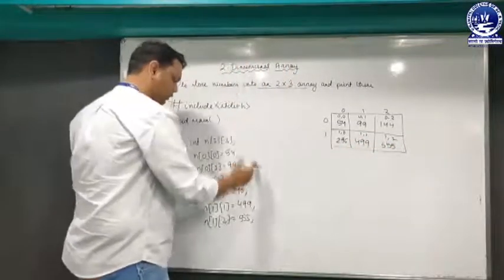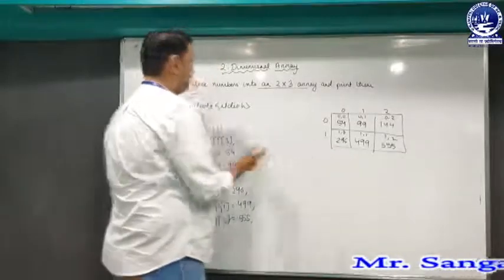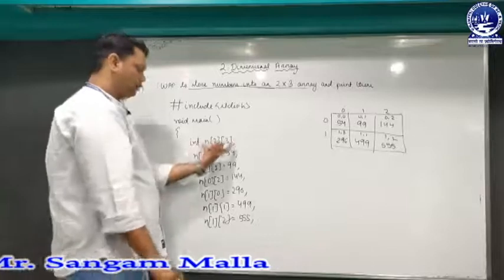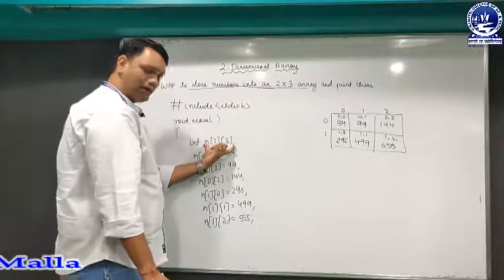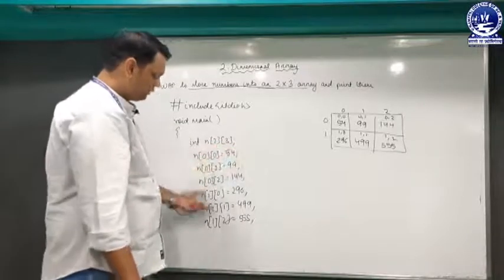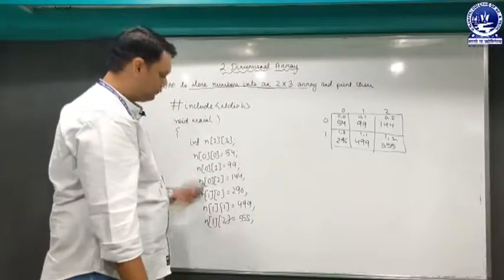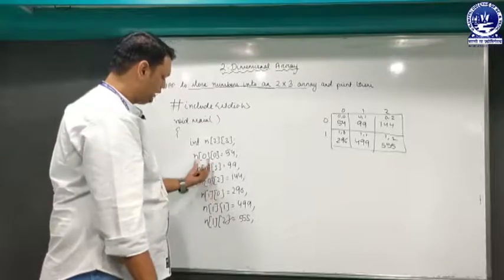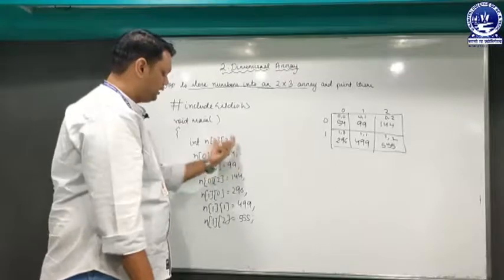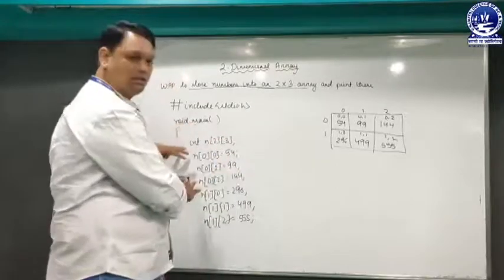So in this way we can store the numbers. As per our question, we have to store numbers into a 2 cross 3 array. So we have to declare the array of 2 cross 3, that means 2 rows and 3 columns, and we will be storing the values in this way. The first index is the row number and the second is the column number, and in this way we will be storing the values in the array.